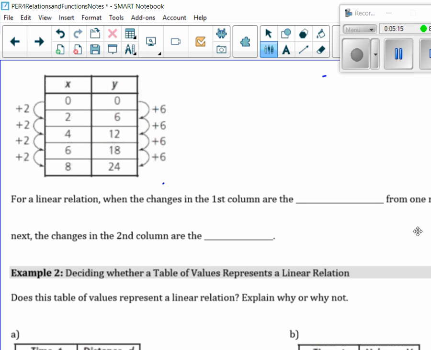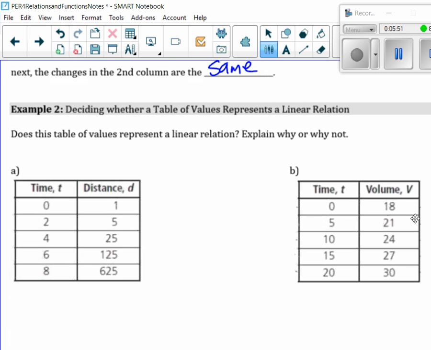So for a linear function, when the changes in the first column are constant, the same, from one row to the next, the changes in the second column are the same. I crossed out the word and put similar. I don't know. Sometimes when I put words there, I don't remember what I took out, which is kind of troublesome. Okay, so let's look at these tables of values.